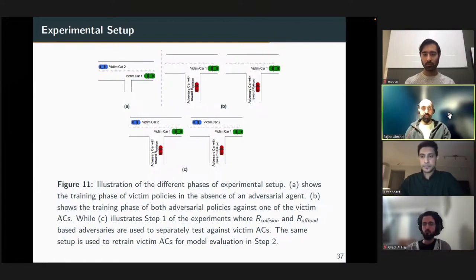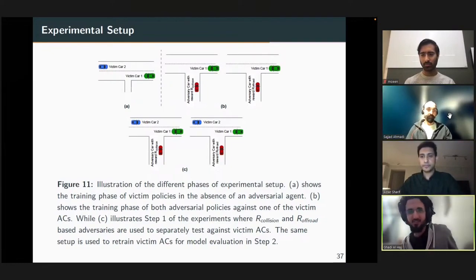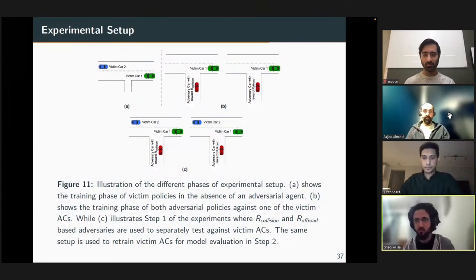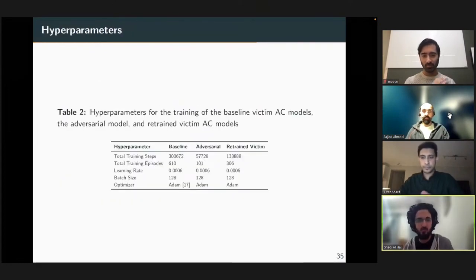Thank you. Ghadi, you have no question? I just have a very quick question. Slide 35, where you show the hyperparameters. Do you have a policy to decide on these numbers, or do you just follow a validation data set?